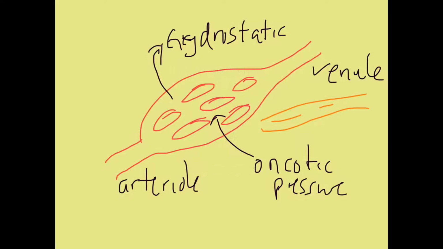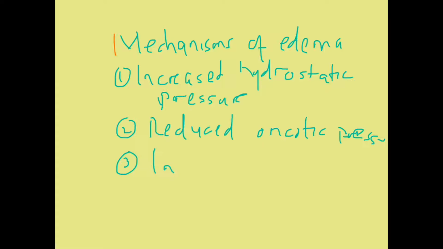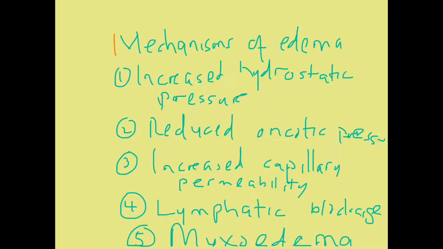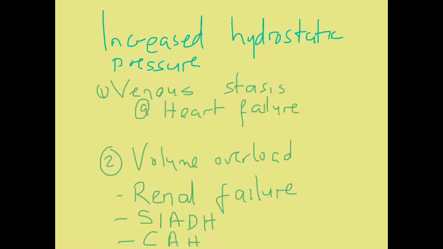So factors that cause edema affect either the hydrostatic pressure, so increased hydrostatic pressure, reduced oncotic pressure, then increased capillary bed permeability, as well as lymphatic blockage. Those are the mechanisms from that diagram that can show us how edema arises. And so the fifth cause is a complex mechanism, and that's myxoedema. So we start by talking about increased hydrostatic pressure.